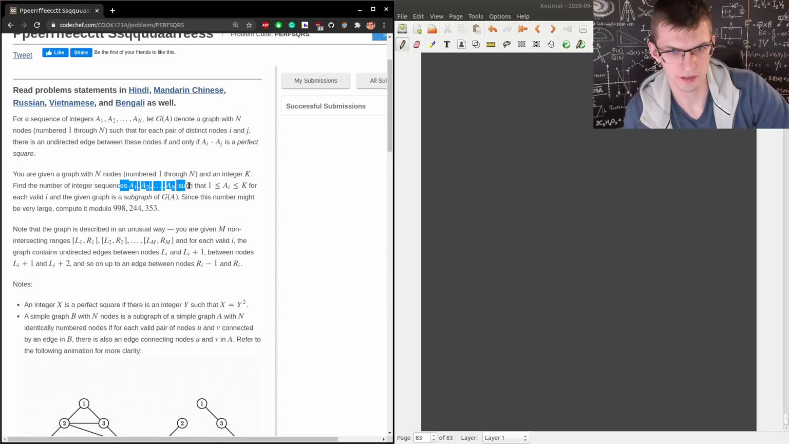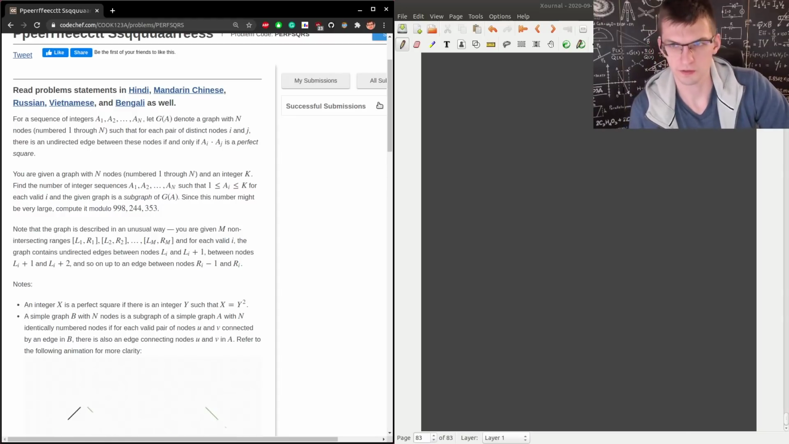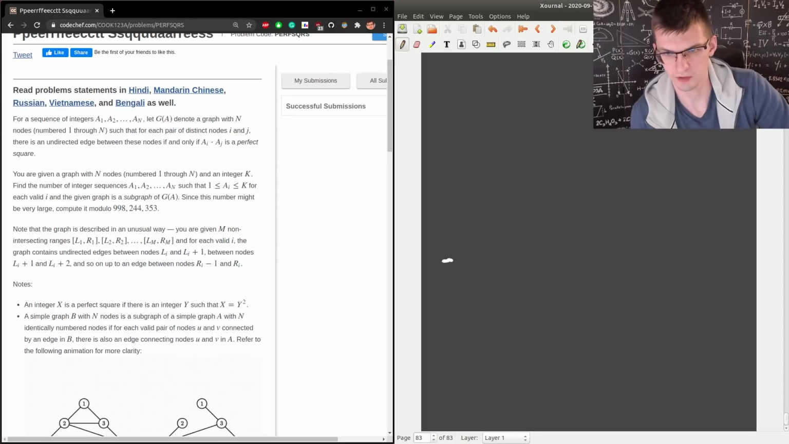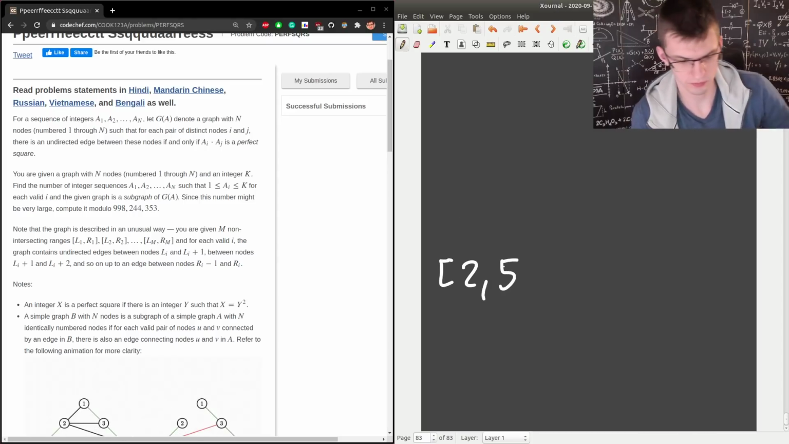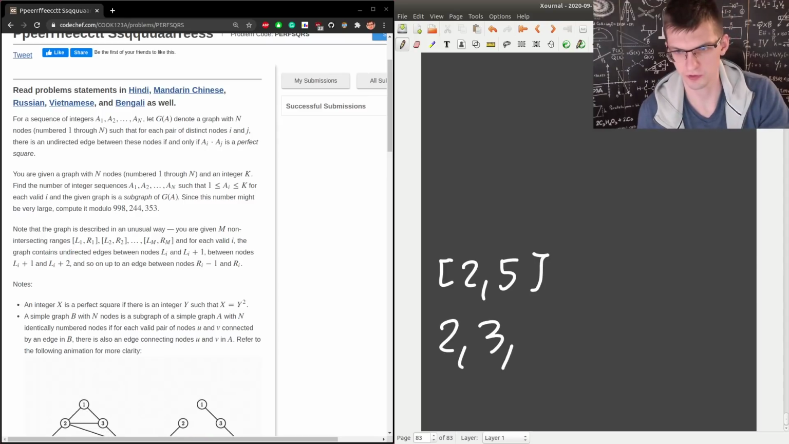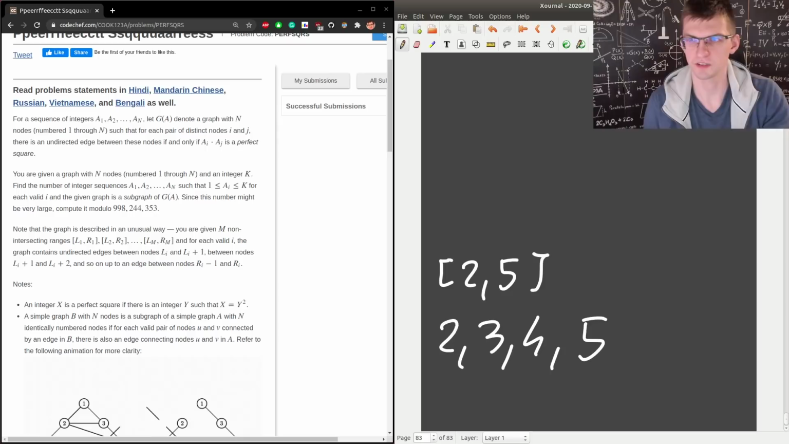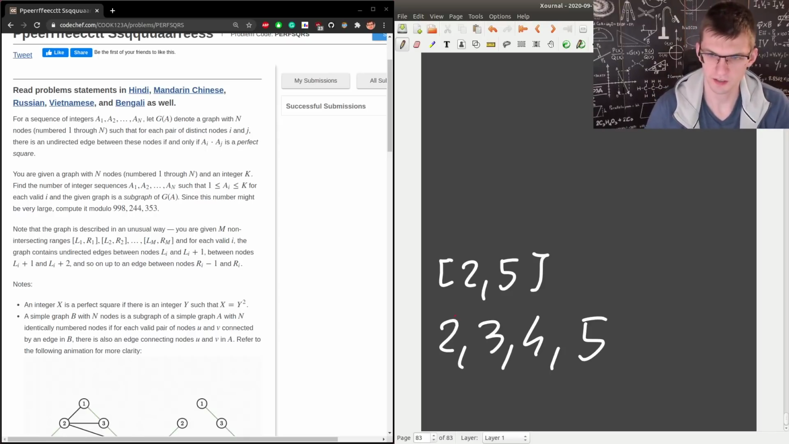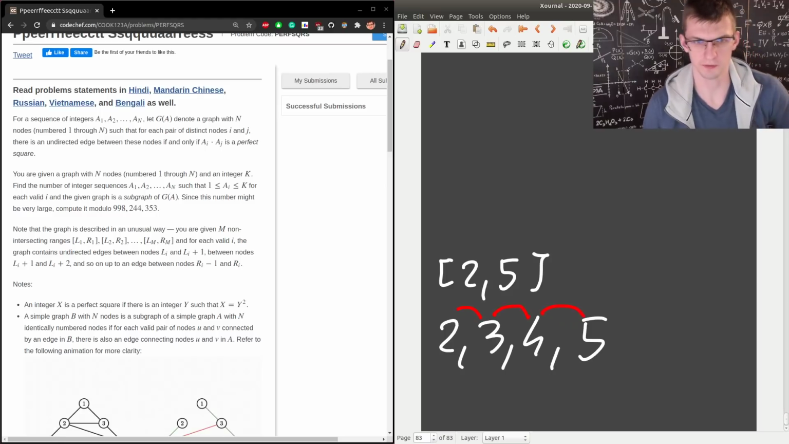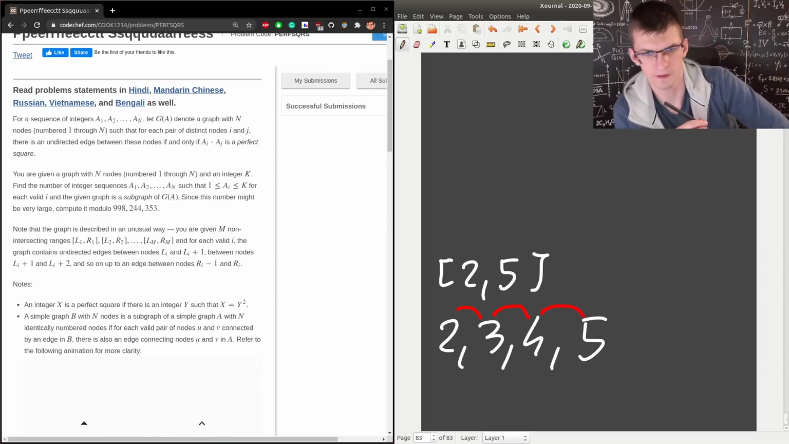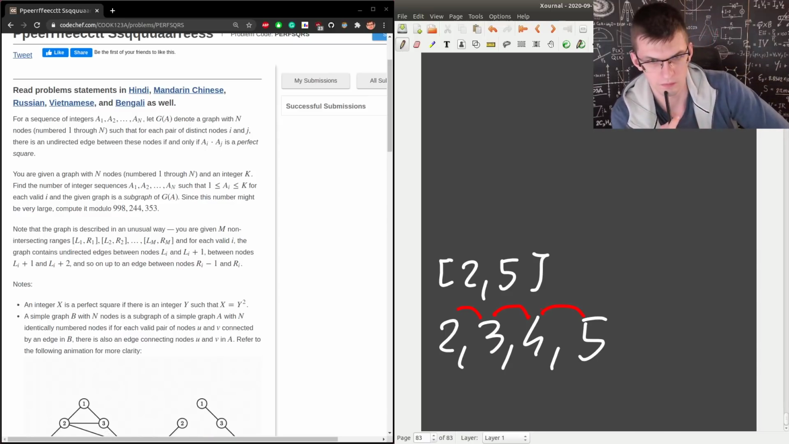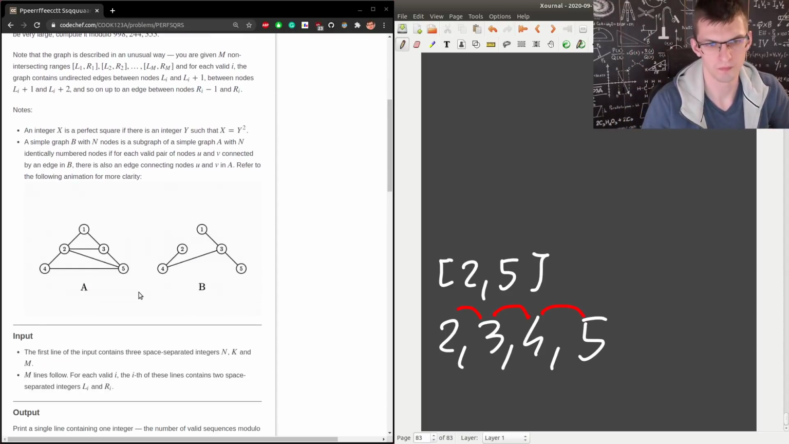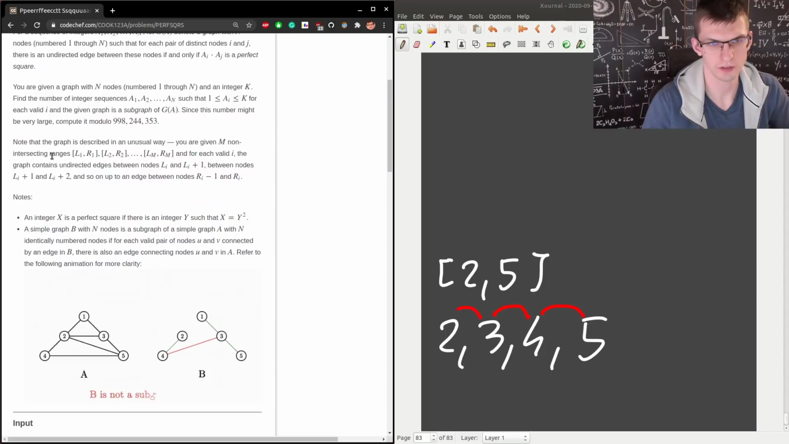Count sequences such that the given graph is a subgraph. If the given graph has this interval, so this represents numbers 2, 3, 4, 5, it means that the second and third numbers must create a perfect square, then 3, 4 and 4, 5. Non-intersecting ranges.